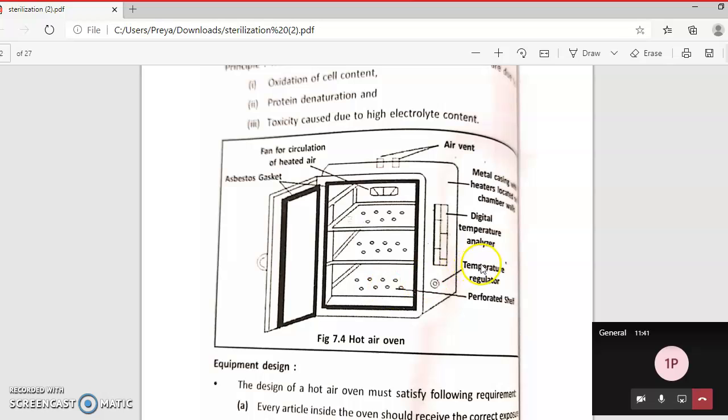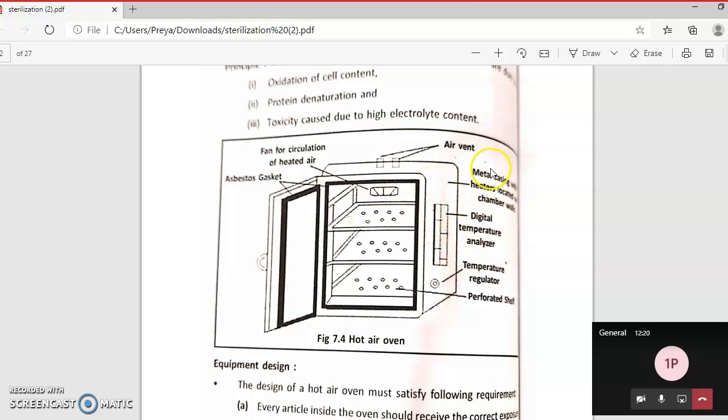One more thing is the temperature regulator. When you set the temperature in this digital analyzer, for example when you have to operate your hot air oven at 180 degrees centigrade, the regulator controls the temperature. If the temperature goes above 180, it automatically stops, and if it goes below 180, it automatically starts. So this is the temperature regulator and this is the temperature analyzer. In our lab the screen is on the top, where they have put this digital analyzer.